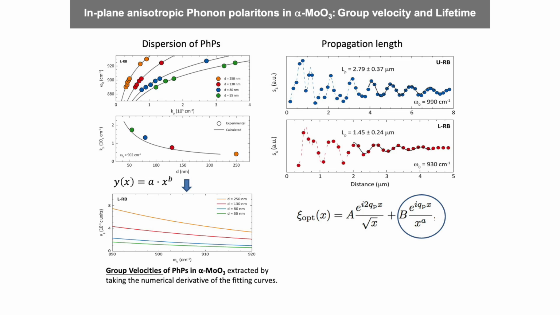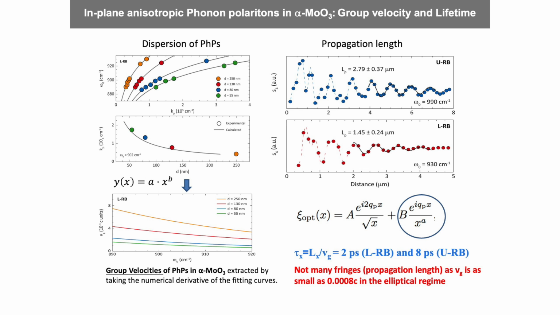But you can get the dispersion and how we measure, for example, the lifetime. We took the dispersion, and by fitting the dispersion you can take the derivative. The derivative of the dispersion is the group velocity. With the group velocity and the propagation length, by fitting the profiles, you can get the lifetime. And when we did this with these phonon polaritons, the lifetime was really, really long, 8 picoseconds. It was a record high at the time.